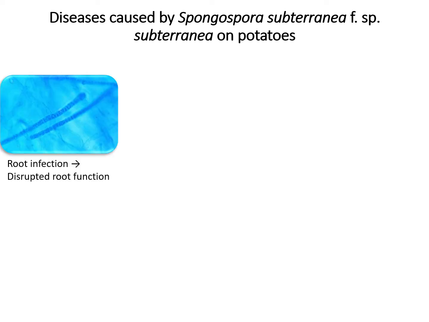So for those of you who are not familiar with Spongospora, although I'm sure most of you are, I would like to introduce you to the diseases that are caused by Spongospora on potatoes. The first disease is infection of the roots, which leads to disrupted root function. What you can see in those feeder roots is zoospores, which have infected the feeder roots, and therefore the roots are unable to take up water and nutrients as they should.